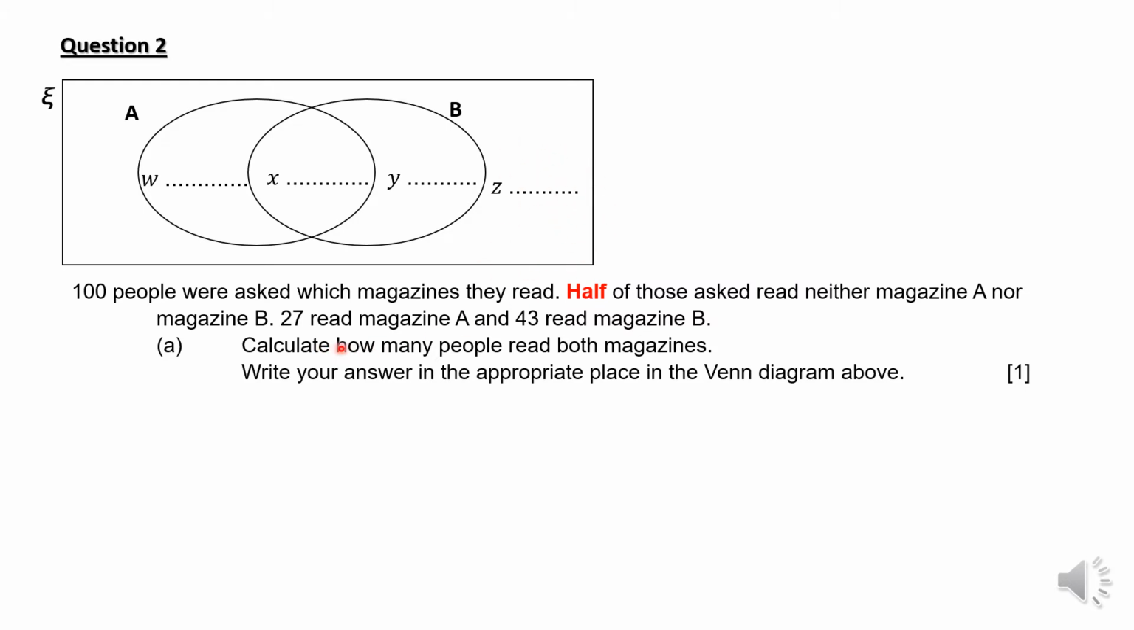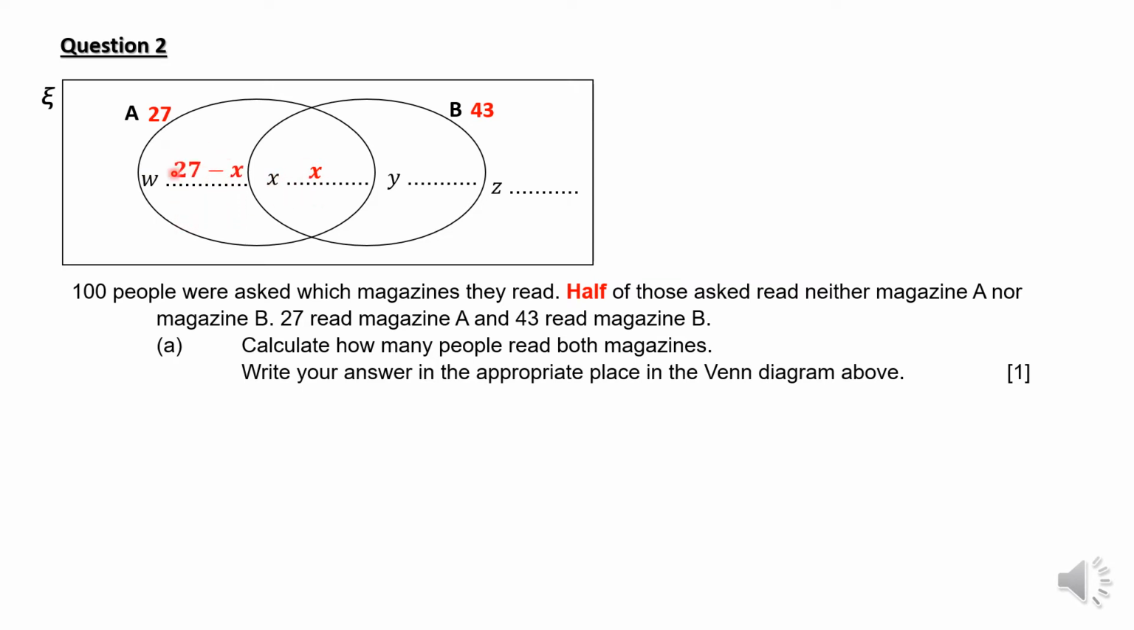And 27 read magazine A, 43 read magazine B. Now, how many people read both? All right, so we are looking for both. We're looking for the people who read magazine A as well as magazine B. So it is this intersection area here, this overlap. Okay, right. So first of all, what I like to do is I like to put my information, as you can see. So I know that set A consists of 27, set B is 43, and I don't know how many people read both, so I replace that with an X. Okay, not to be confused with this X.